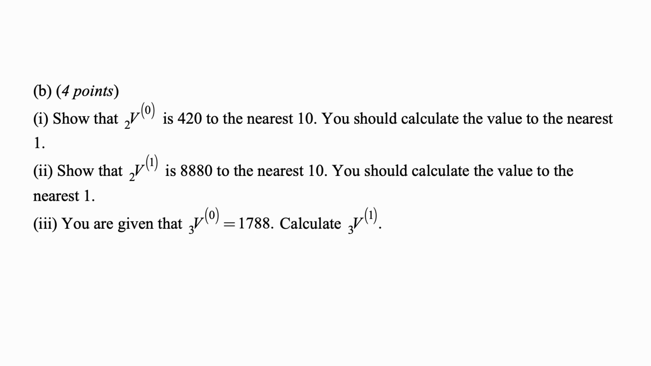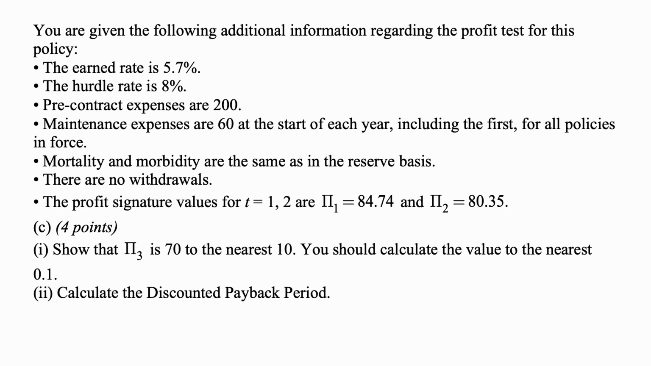And then you are given that 3V0, so the reserve at time 3 for a person who is healthy, is 1,788. Calculate the reserve for a person who is sick at the same time, so at policy duration 3. Furthermore, you are given the following additional information regarding the profit test for this policy. The earned rate is 5.7%, the hurdle rate is 8%, pre-contract expenses are 200, maintenance expenses are 60 at the start of each year, including the first, for all policies in force.